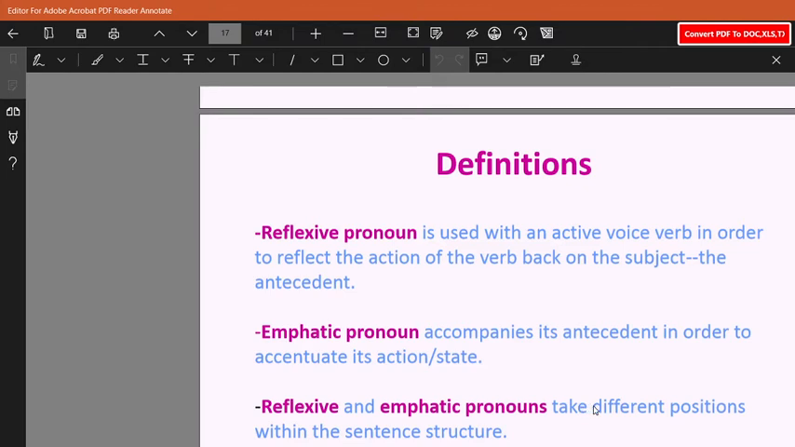Reflexive and emphatic pronouns take different positions within the sentence structure. That's what you have to note. In order to find out which is the reflexive and which is the emphatic, you need to determine their position. Because both these types of pronouns are attached with self, S-E-L-F, which is used as a suffix with the main pronoun. Both look the same, they are alike. But if you want to distinguish them, you need to follow their position. Where are they positioned? That is the difference, and that's how you find out which is the reflexive one and which is the emphatic one.